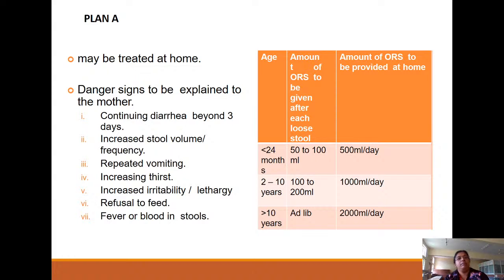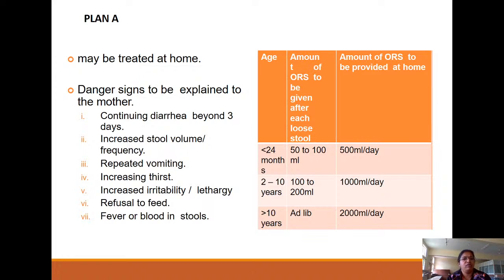So plan A. In plan A, what we saw is that there is no dehydration, so he can be treated at home. But when you are going to treat at home, you are going to tell the mother certain signs. Is the child having continuous diarrhea beyond 3 days, is the stool volume or the frequency increasing, is there any repeated vomiting, is there increasing thirst, is the child becoming irritable, lethargic, is he refusing to feed, is it accompanied by fever or blood in stools. If any of these are present, then she has to immediately follow up with you, though she is receiving treatment at home.